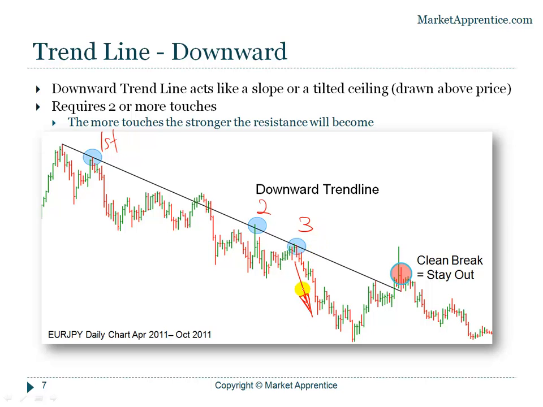third touch. In this example again, we have what we call a clean break. Price went strongly above the trend line and it becomes invalid. From this point onwards, we find a different chart to trade.